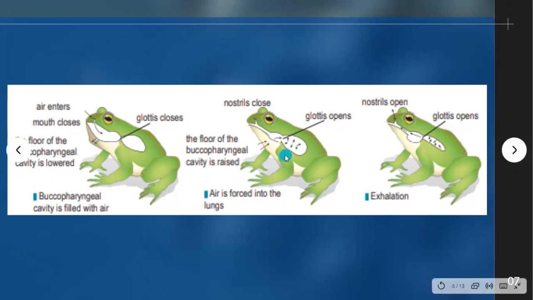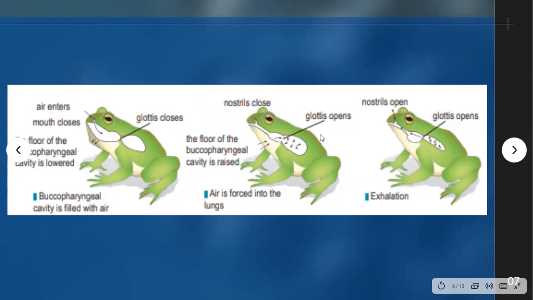Moving on, after the air enters, the glottis is going to open, and then the nostrils are going to close. Then the floor of the buccal-pharyngeal cavity, which is the floor of the mouth, is going to raise. When it raises, it's just like the abdominal muscle in the insects contracting. This increases the pressure, and the air is going to move into the lungs. It will not go back to the environment because the nostrils are closed.